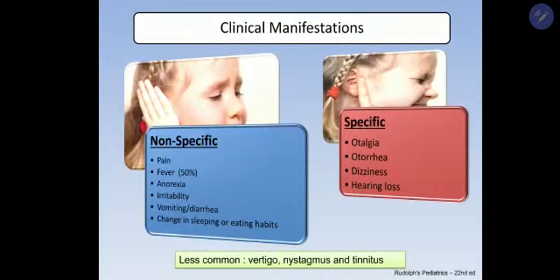So now what will happen? There are some features which are very specific and some which are general. The patient can come to you with pain, fever, anorexia, irritability, vomiting, diarrhea, or changes in eating and sleeping habits. But the specific things are here. The first thing I told you is otalgia. The second is otorrhea, or the discharging ear. Sometimes hearing loss and dizziness accompany it at an early stage, but hearing loss is always a part of it, because once you have a problem with the middle ear, it is not possible to hear in a normal fashion.